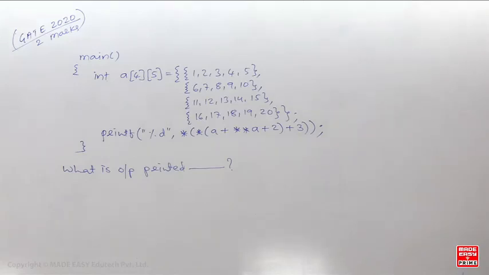Ravish, wrong answer. Arun Negi, wrong answer. Ravish and Arun Negi, wrong answers. Arshit Garga, wrong answer. So remaining, most of you are giving right answers. Okay, very good.